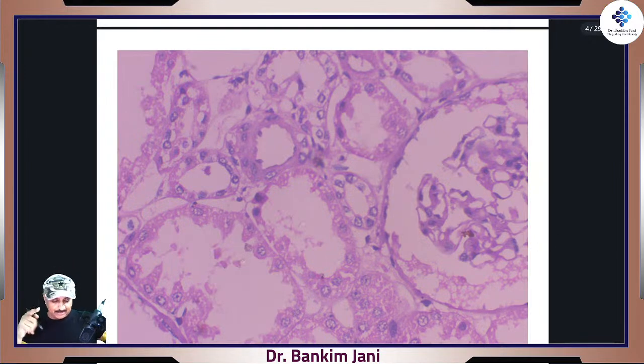And now if I say that, are you watching the Bowman's capsule? Where is the Bowman's capsule? Can you really see that? Can you find the Bowman's capsule? Can you find the tuft of capillaries in this image? Can you see it?